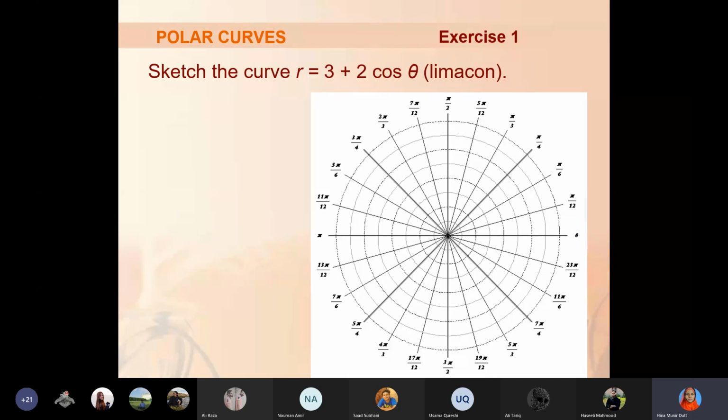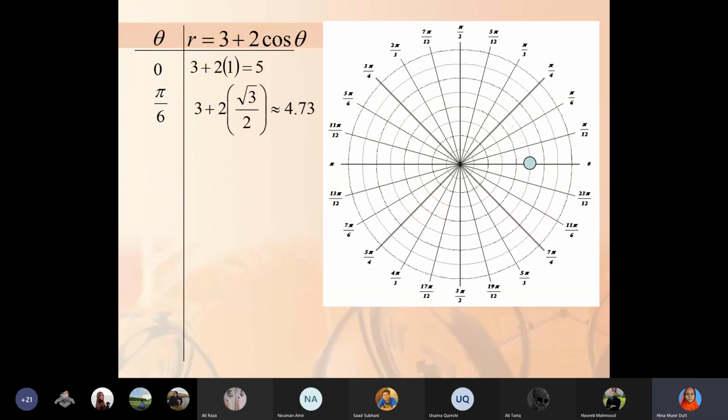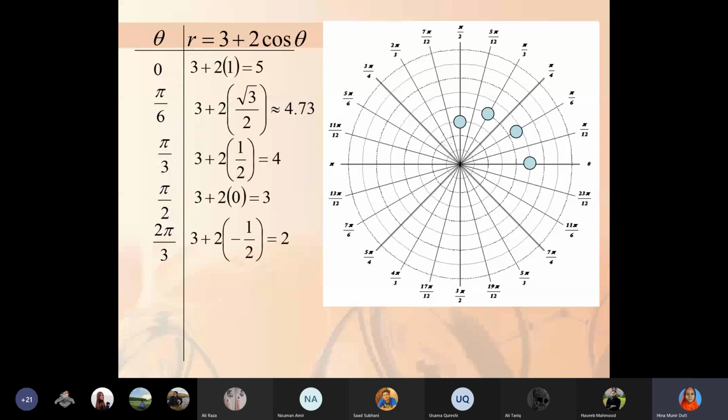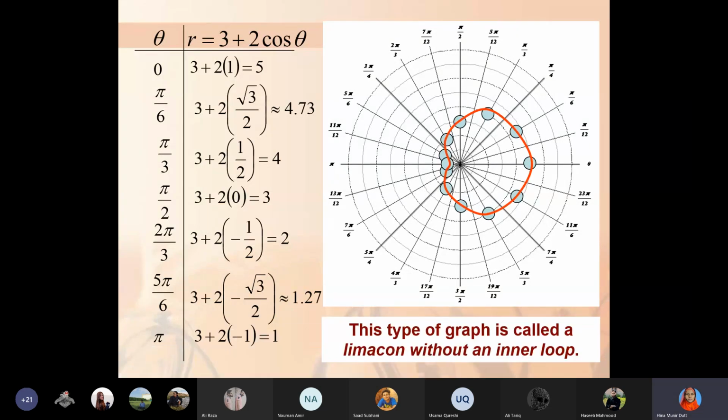So exercise 1, we have done exercise 1, Limaçon without an inner loop. What is the meaning of Limaçon? Do you know what is the meaning of Limaçon? We have done this in the previous lecture. Limaçon without an inner loop.